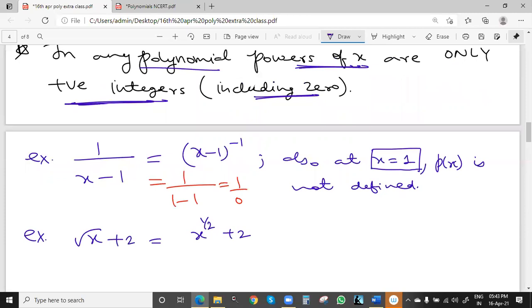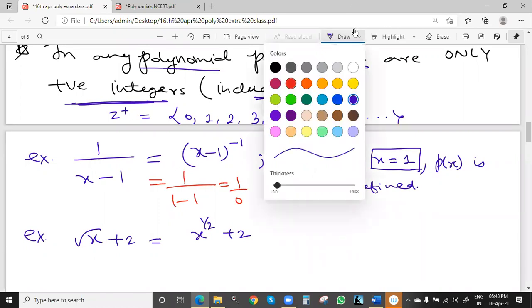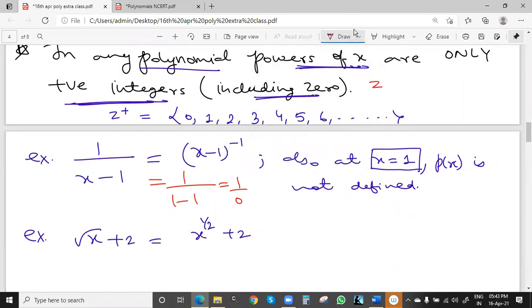What is a positive integer? A positive integer we can represent by Z sign. So Z plus means positive integers will have values like 0, 1, 2, 3, 4, 5, 6 and so on, including 0. Positive integer, basically 1, 2, 3, 4, 5, 6, 7, it will have 0 also. And the full set of integers is represented by Z. It has both negative values as well as positive values.